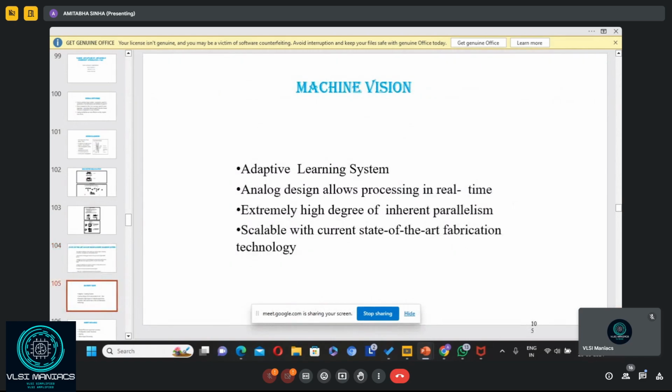But in brief, we can say why deep learning is very popular and why analog circuits are becoming popular, because of the reasons I told. In machine vision, basically it's an adaptive learning system. Analog design allows processing in real time, faster, with an extremely high degree of inherent parallelism, scalable with current state-of-the-art fabrication technology. So in machine vision also, analog circuits are coming, but as on date, I would say digital is still more popular.